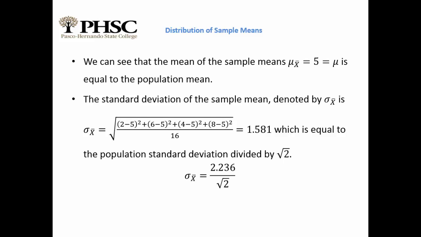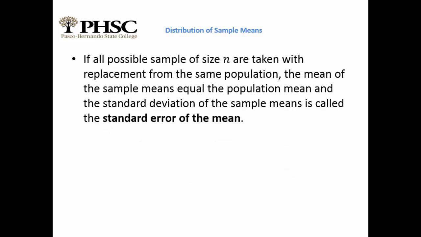Now, if you remember, earlier we said that the standard deviation of the sample mean is going to be equal to the population standard deviation divided by the square root of the sample size, and the sample size that we took here was 2. So when we divided that, we actually get 1.581.